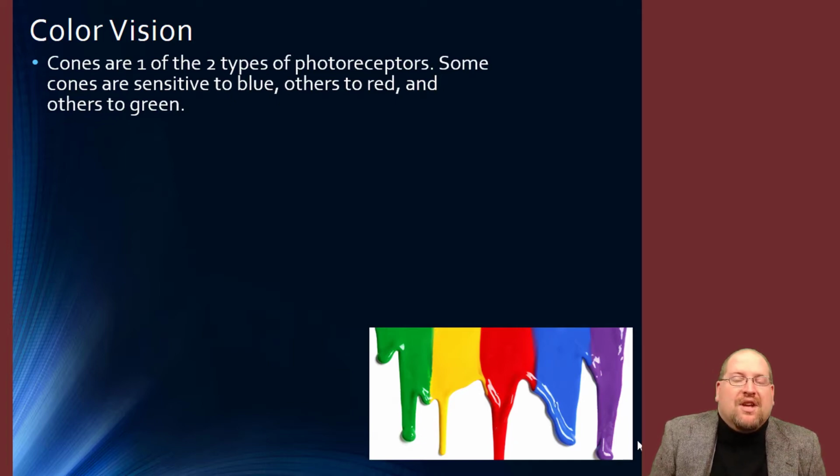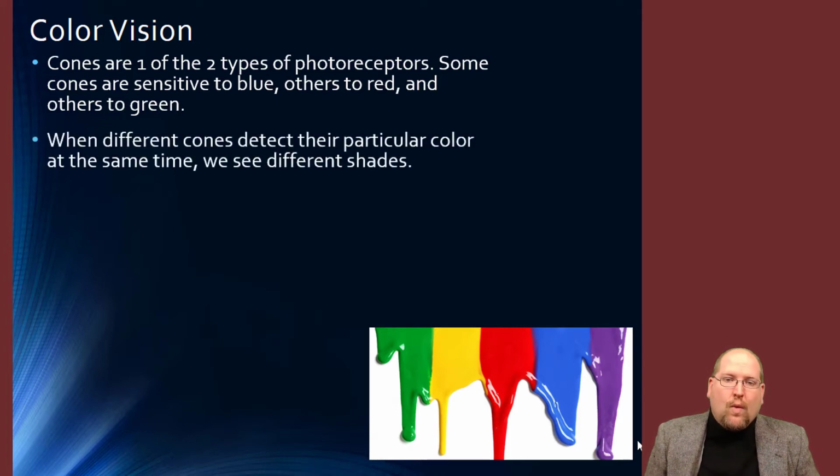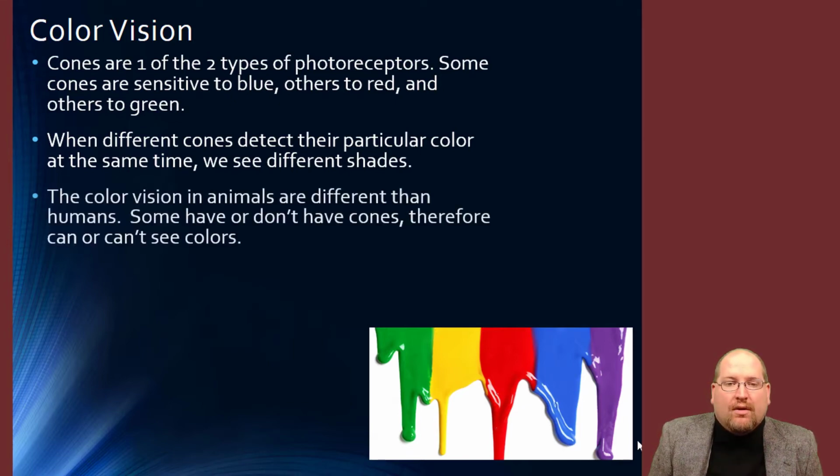Based upon the intensity of those colors, our brain is able to take them, mix them up, and allow us to see shades of those different colors. You'll notice that these are not necessarily the primary colors that you might have learned about in art class, but these are the colors that our cone photoreceptors are able to see. When different cones detect their particular color at the same time, those are the different shades of colors that we see.